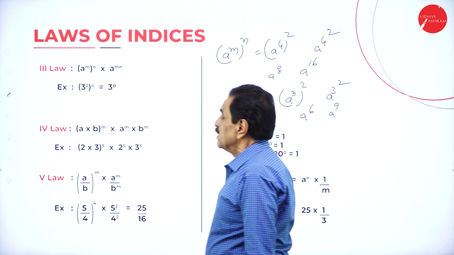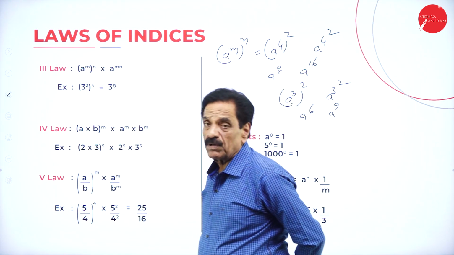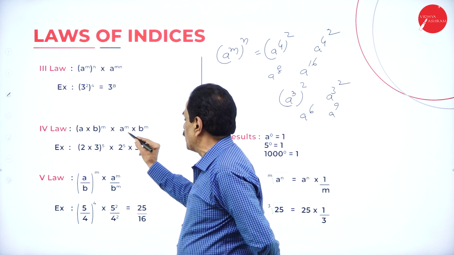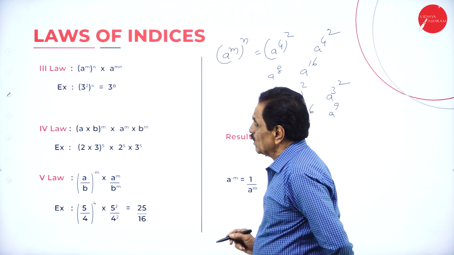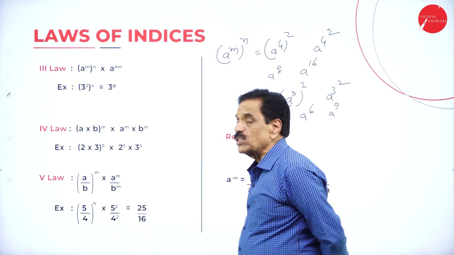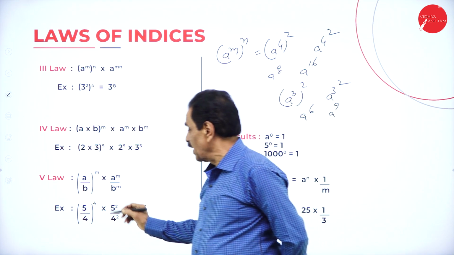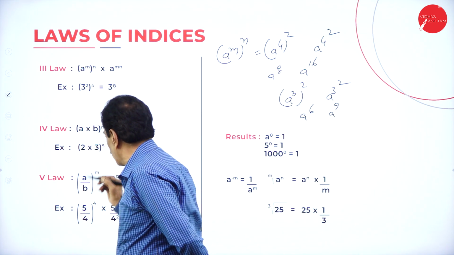Then fourth law, (ab) to the power of m. M belongs to a, m belongs to b also. This is a to the power of m into b to the power of m. So for example, (2 into 3) to the power of 5 is 2 to the power of 5 into 3 to the power of 5.